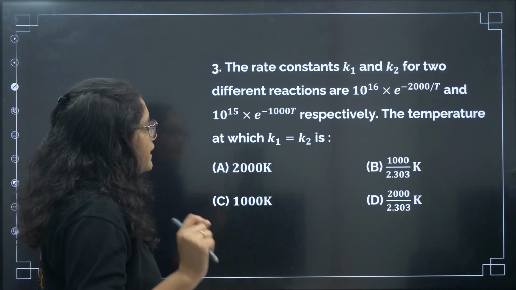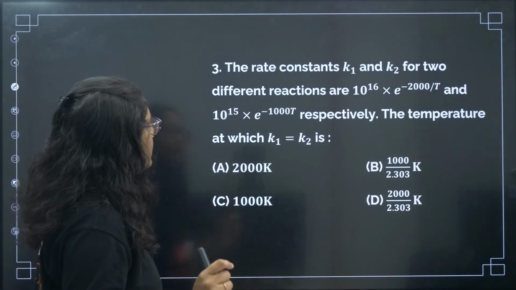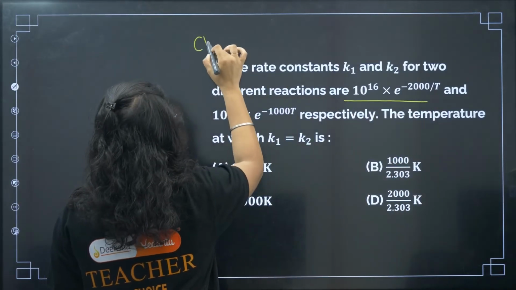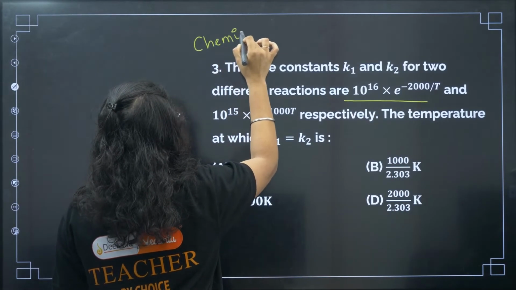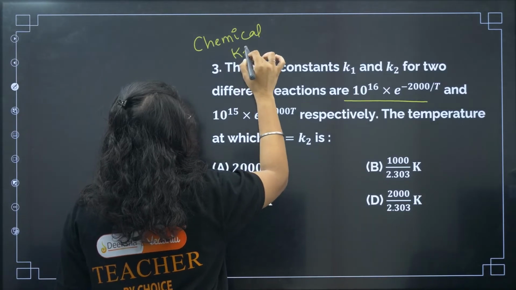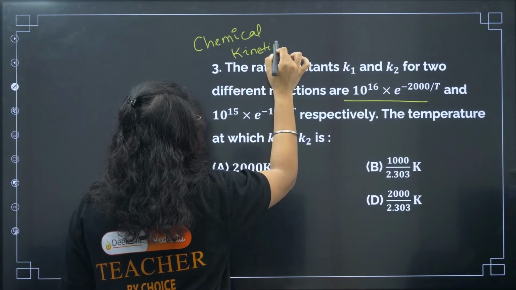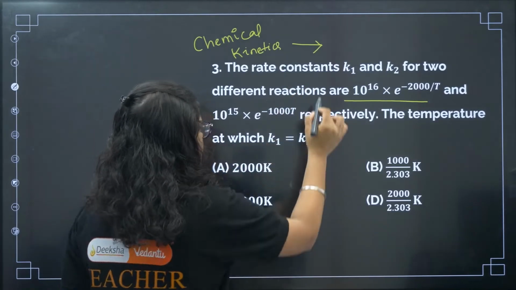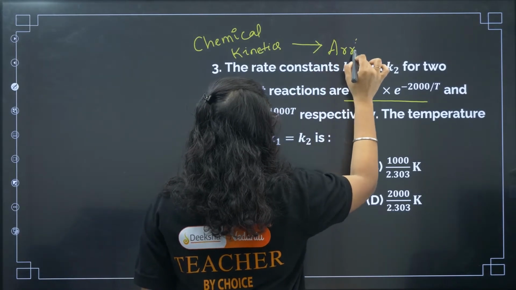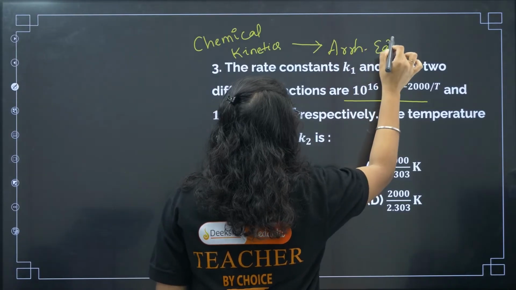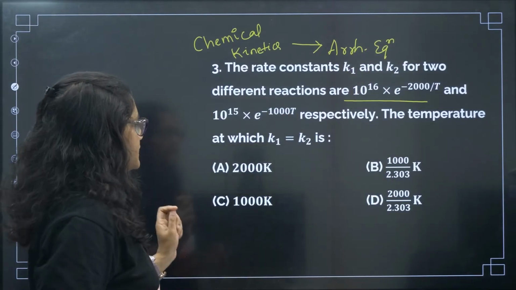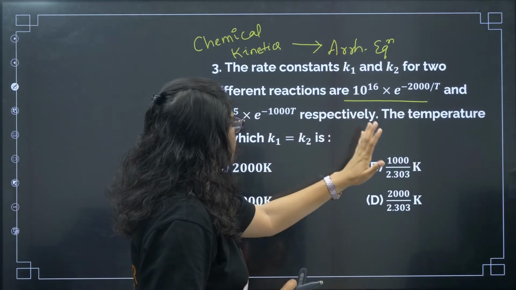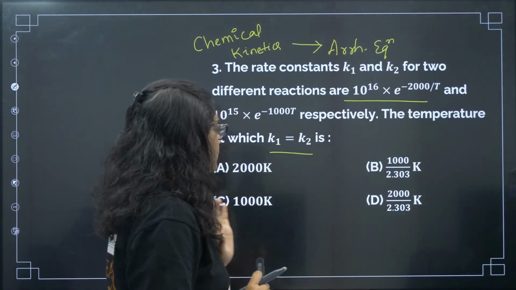The rate constants K1 and K2 for two different reactions are 10 to the power of 16. So okay, this question is again from chemical kinetics, and the subtopic here is, you can see, from that same Arrhenius equation. The rate constants K1 and K2 for two different reactions are given to us. The temperature at which K1 is equal to K2.